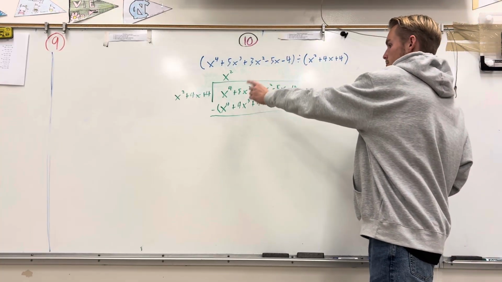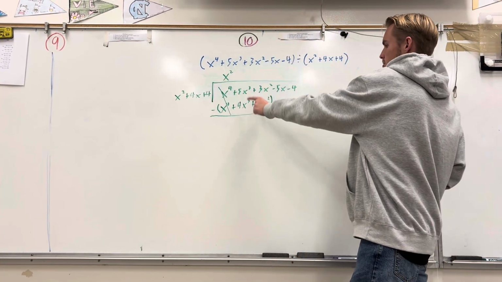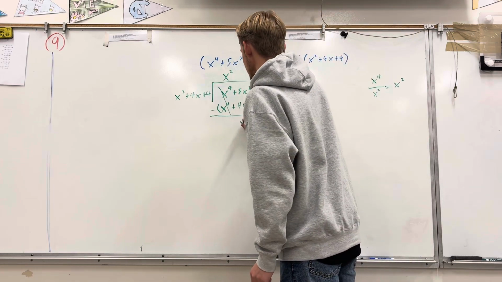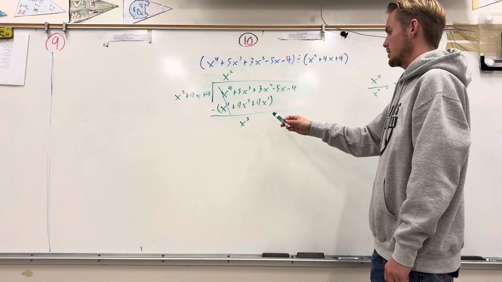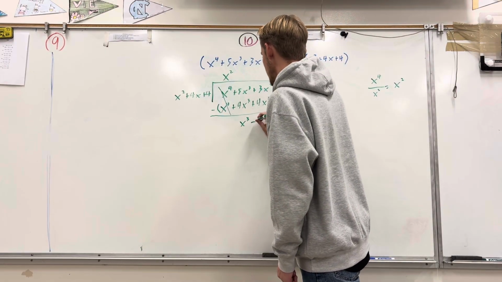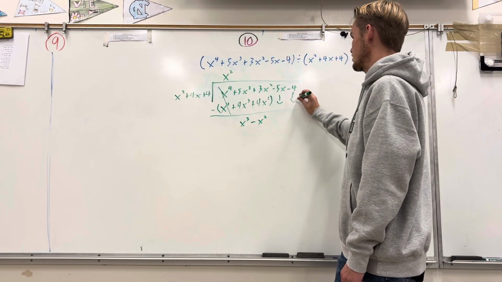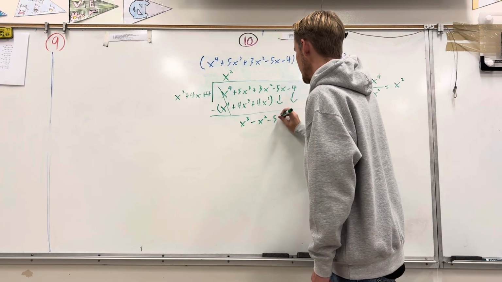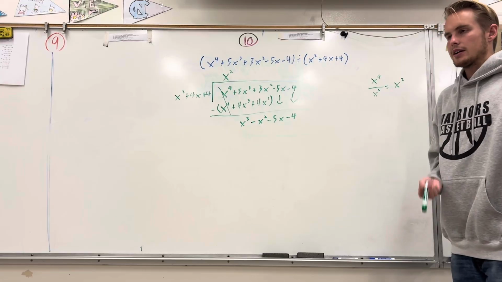So x to the 4th minus x to the 4th should cancel out. 5x cubed minus 4x cubed, that just equals x cubed. 3x squared minus 4x squared is just negative x squared. And then these two drop down. So we have minus 5x minus 4. And we're back to it.